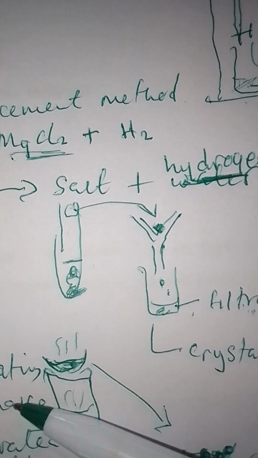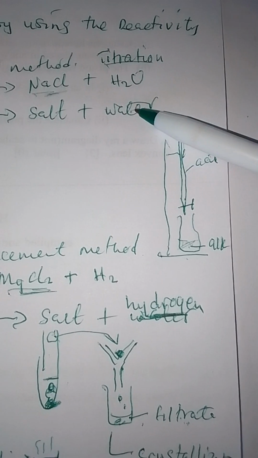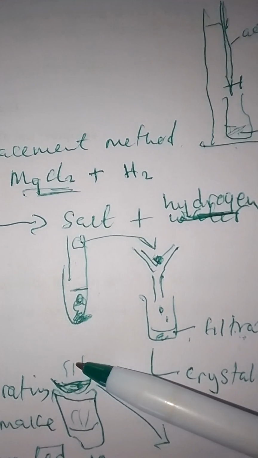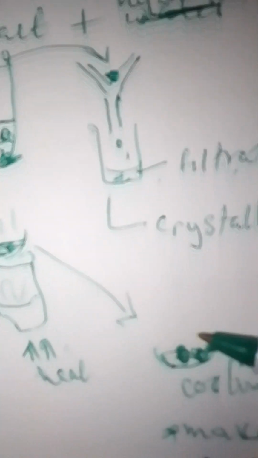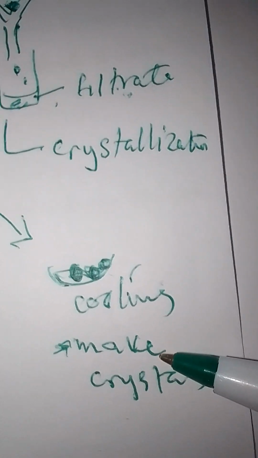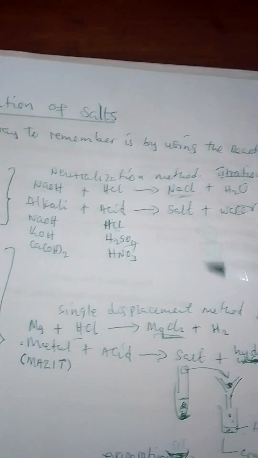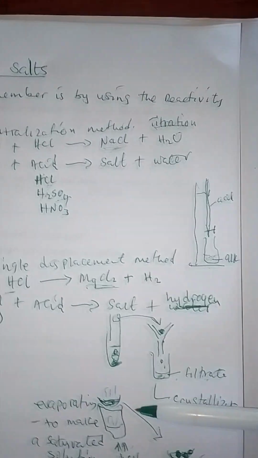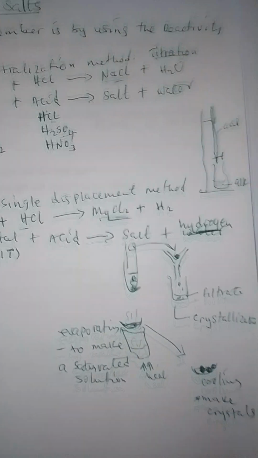So it has to start from here. You evaporate to remove the what? The water, so that you remain with the what? The salt. So evaporate. Then when the solution reaches saturation, you cool it so that crystals begin to do what? To form. Okay, so both this neutralization method or titration method and the single displacement method, they use crystallization. Okay, yeah, so don't forget on that.